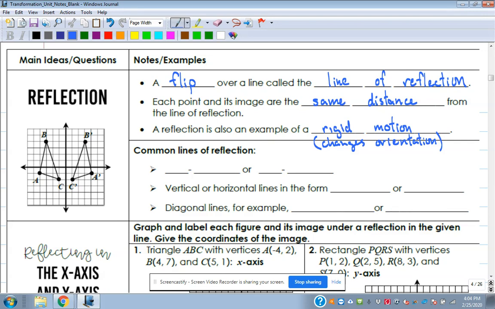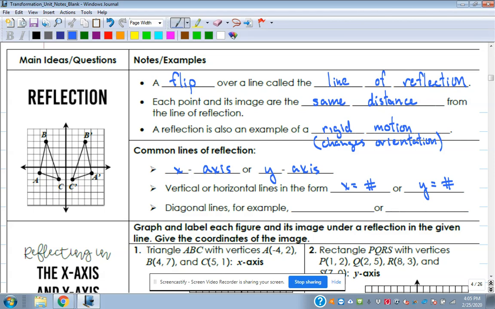All right, common lines of reflection. A lot of times we'll reflect across the x-axis or across the y-axis. That is very, very common, and we'll do that for the biggest part of what we're doing. And then we can take that same idea and reflect across horizontal lines or vertical lines. The vertical lines are x equals some number, and the horizontal lines are y equals some number. It's a very easy concept to do because we're just dealing with the distance a point is away from the line of reflection. You're not really having to do a whole lot of calculations here.